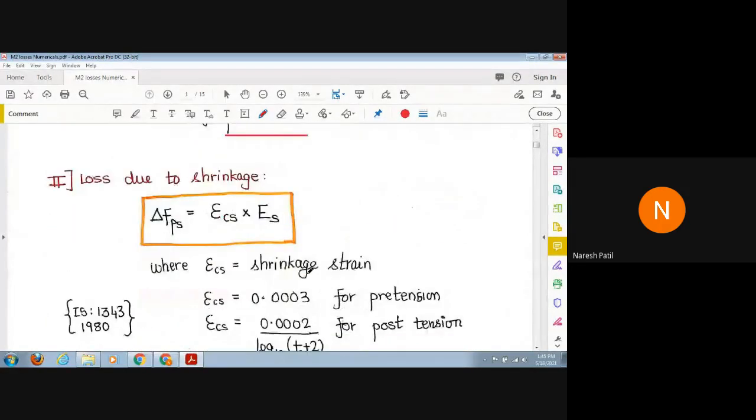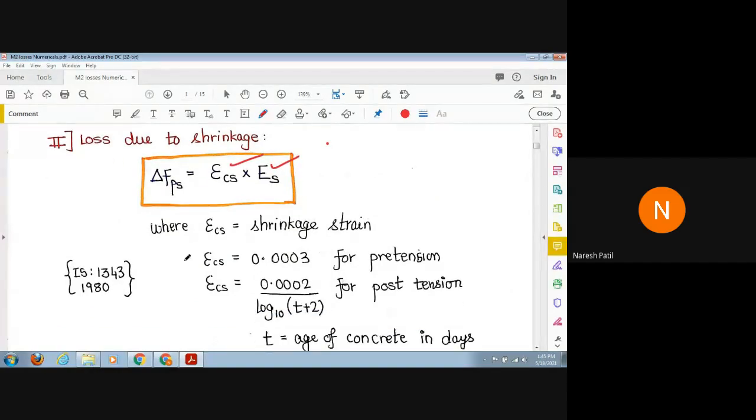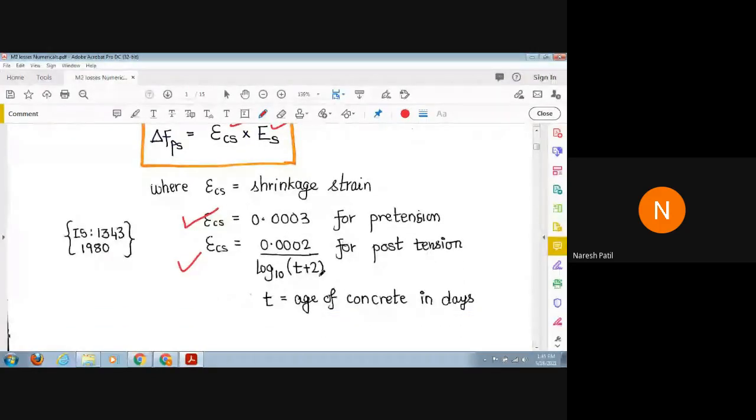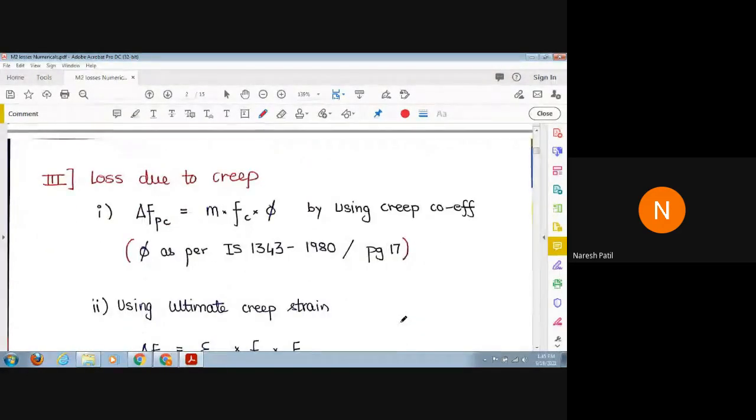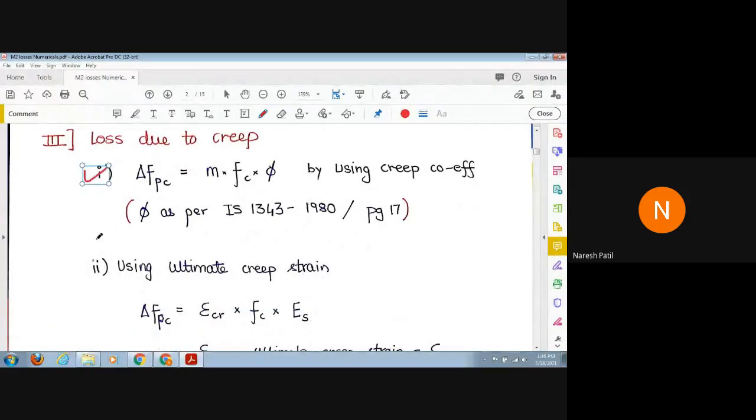Then we have loss due to shrinkage. Okay, that is epsilon CS into ES. Epsilon CS is the shrinkage strain, which is given. So it is 0.003 for a pre-tension beam, and it is 0.0002 divided by log of (T plus 2) for a post-tension beam. Okay, so what is T? T is the age of concrete. Then we have loss due to creep. You can calculate it by using creep coefficient and by using the ultimate creep strain. You can calculate by using both the methods.